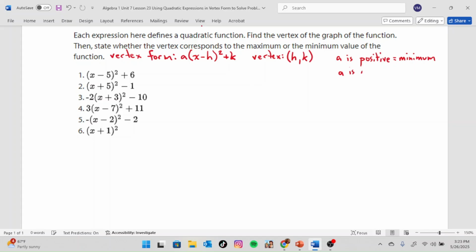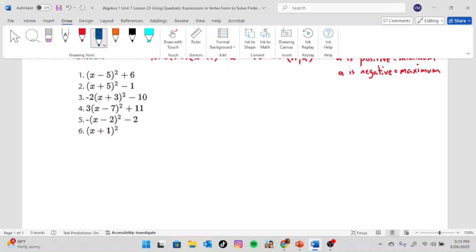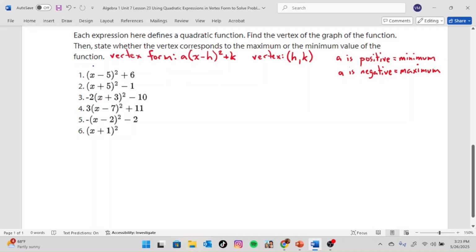If a is negative, then the parabola opens down, the vertex is at the top, and therefore represents a maximum. So, if we look at number 1, the vertex is going to be at the point 5, 6.